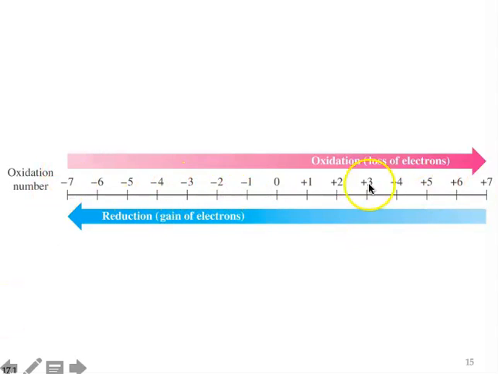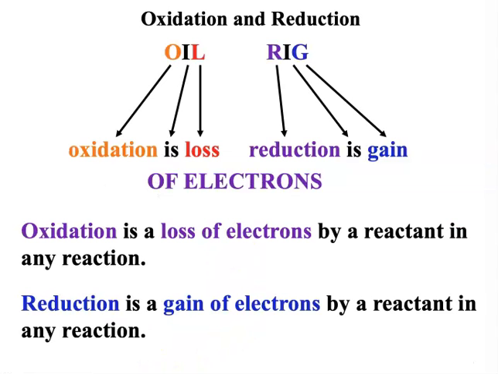Another helpful way to think about oxidation and reduction is to think of it as a number line, right? And so anytime you're moving towards the positive side here, that's always going to be an oxidation. And remember, that is the loss of electrons. And then anytime you move on towards the more negative side here, that's going to be a reduction or a gain of electrons.